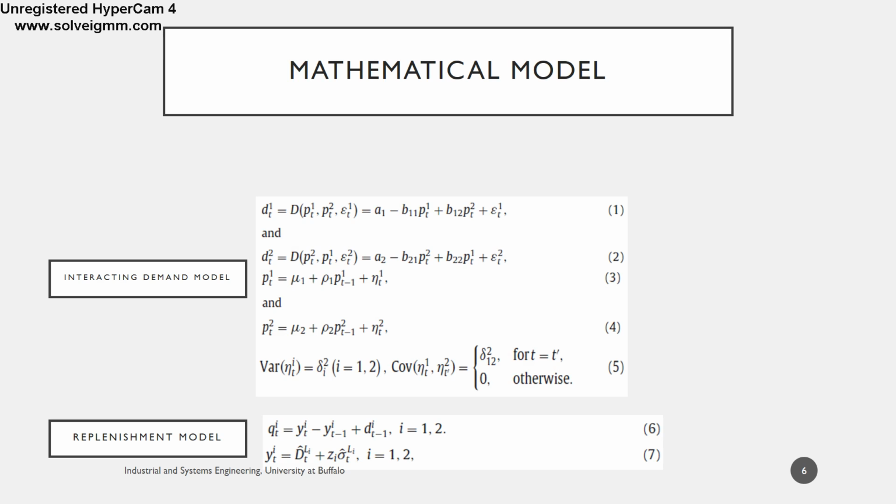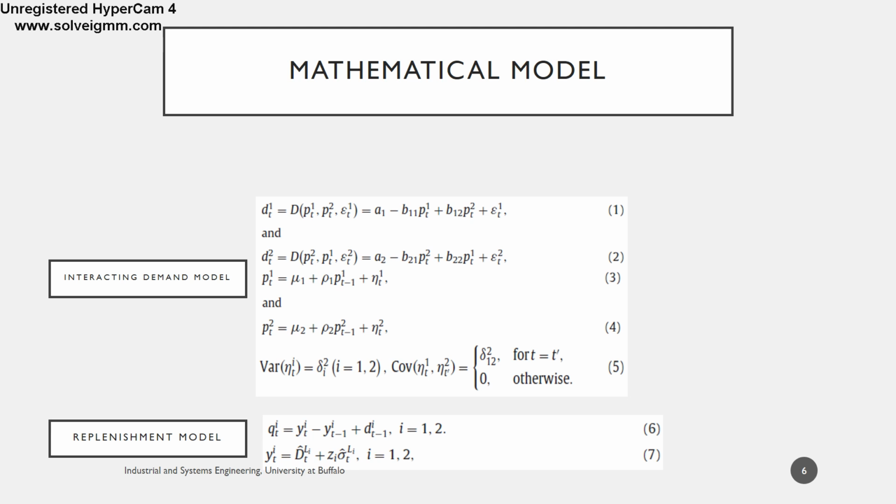These are the two mathematical models created in the paper: the interacting demand model and the replenishment model. In the interacting demand model, D_t^i and P_t^i are the customer demand and the market price faced by retailer i at period t. Also, a1 and a2 are constant intercepts that determine the means of D_t^1 and D_t^2. b11 and b22 are the self-acting price sensitive coefficients and are non-negative. b12 and b21 are the interacting price sensitive coefficients.